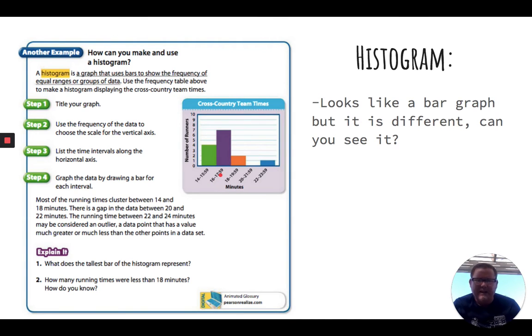Okay? I can ask another question like this. How many running times were less than 18 minutes? So here's my minutes down here, and here's 18 minutes. We want less than that. So less than that means everything to this side of it right here. Okay? So we have this group right here for a total of 7 runners, and we have this group right here, which is a total of 4 runners. So everything less than that is 7 plus 4, which is 11.